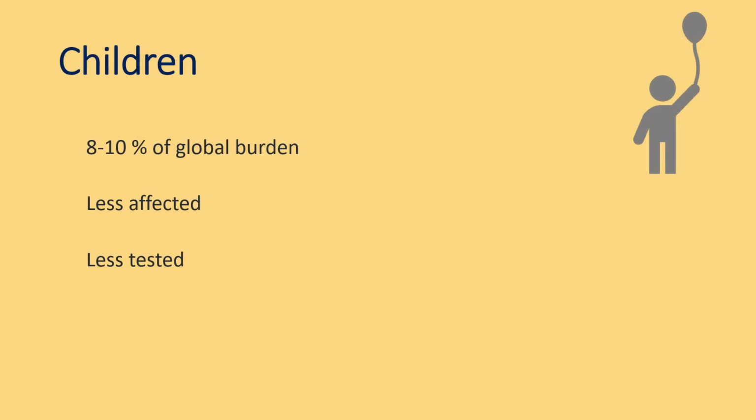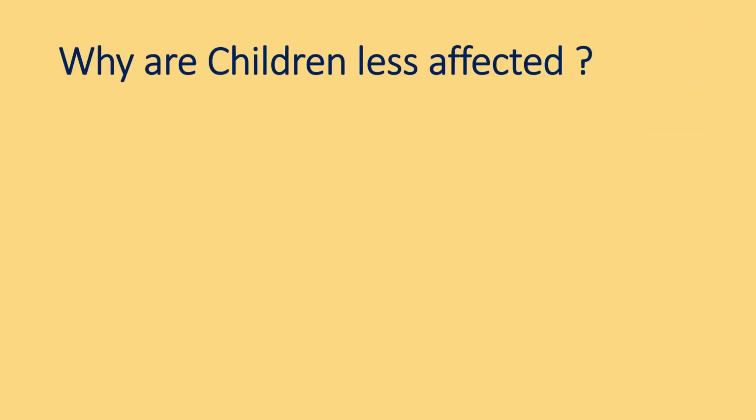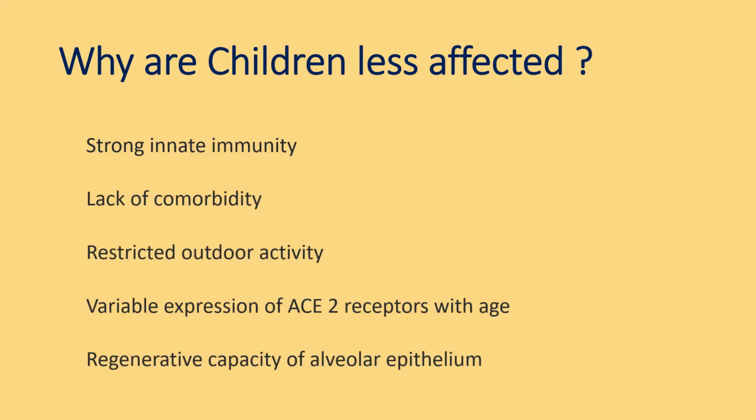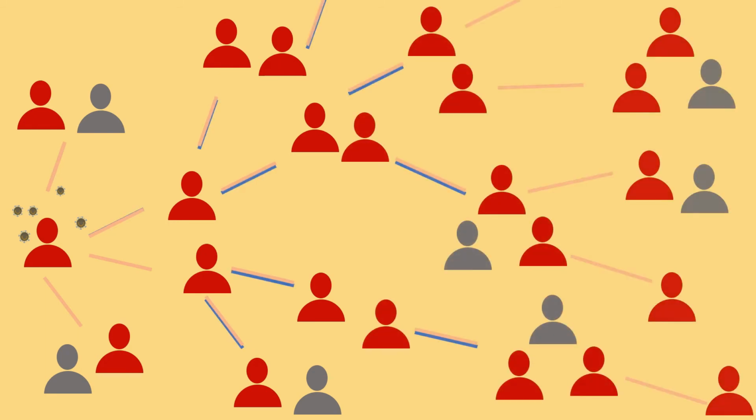Children contribute to 8 to 10% of global burden. They may either be less affected or less tested as majority of them remain asymptomatic. The possible reasons include stronger innate immunity, lack of comorbidity, restricted outdoor activity, variable expression of ACE2 receptors with age, and a regenerative capacity of the alveolar epithelium. When an infected person moves into the community, he may spread the infection to other people.